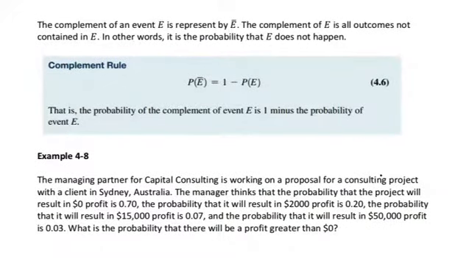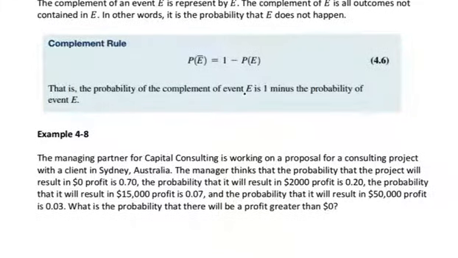Our next probability rule is the complement rule. The complement of an event is represented by the letter, in this case we're using the letter E, with a bar over it. This is the notation that the textbook uses. The complement is that the event E does not happen. So the probability that event E does not happen is equal to 1 minus the probability that E does happen. So let's look at example 4.8.